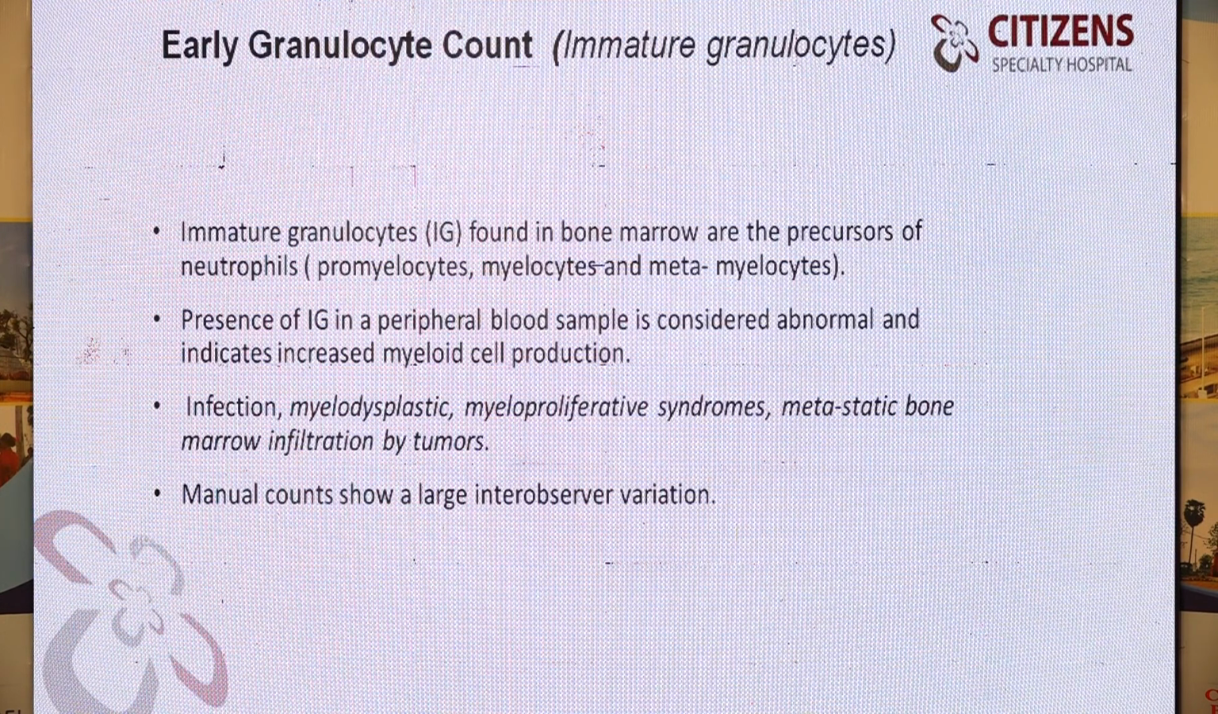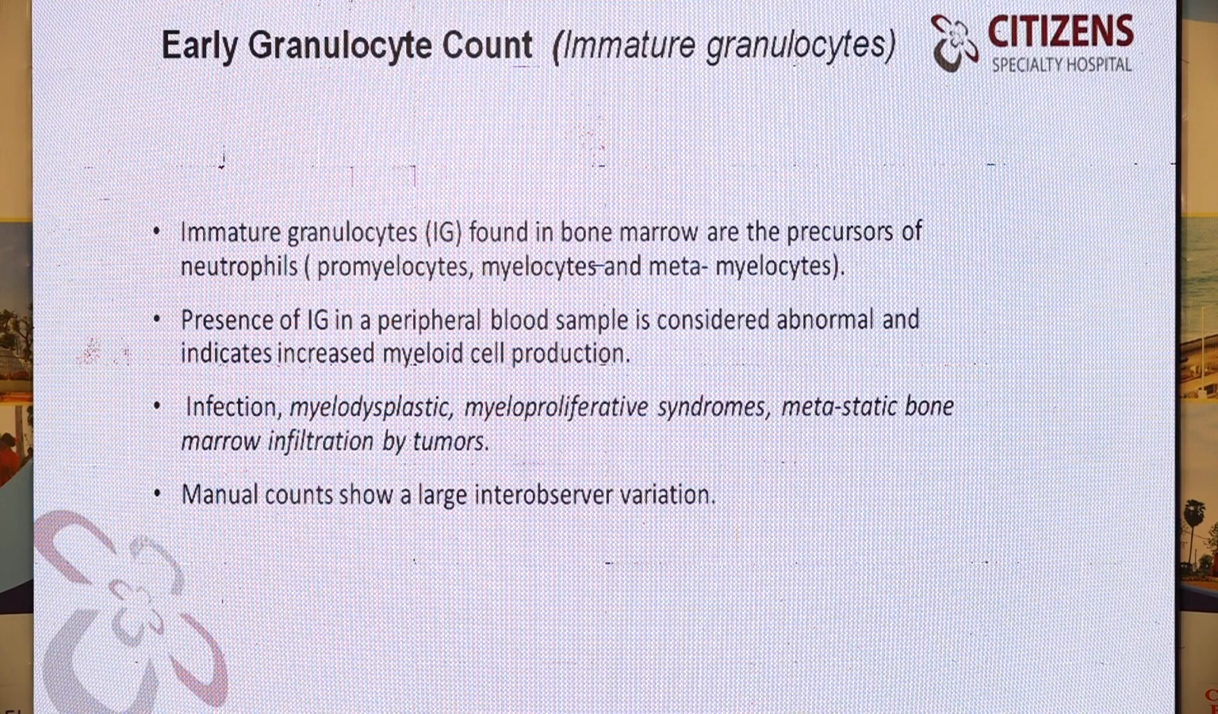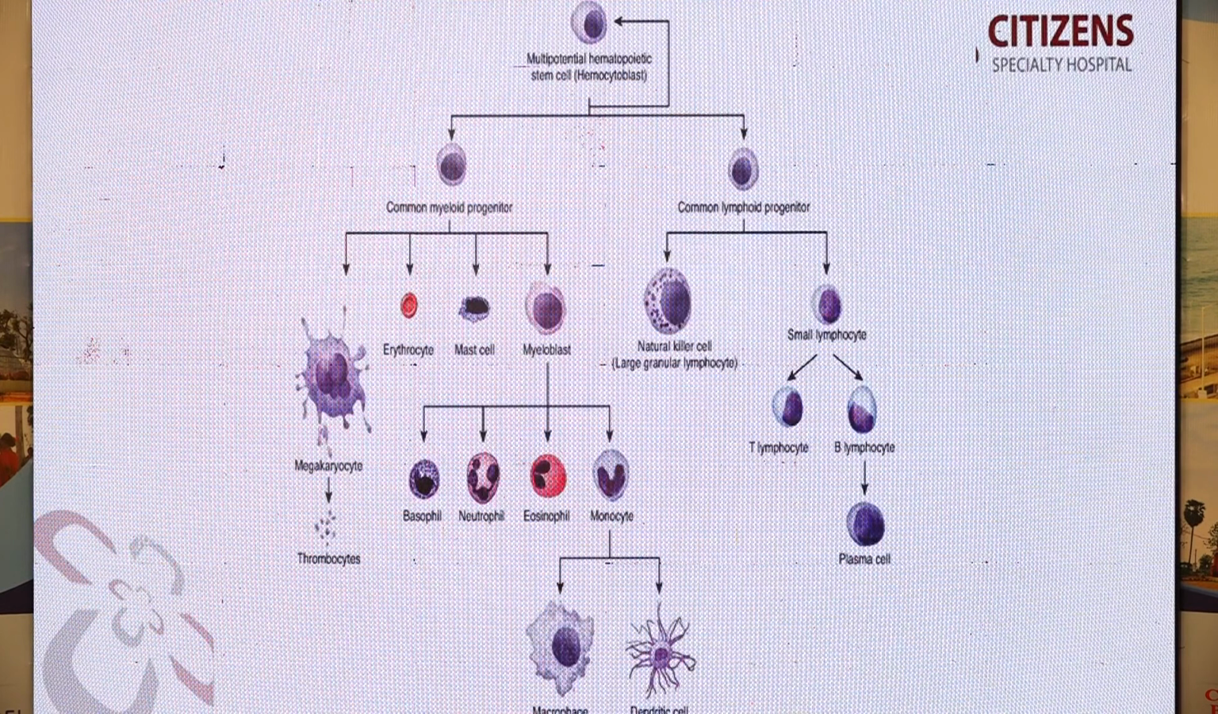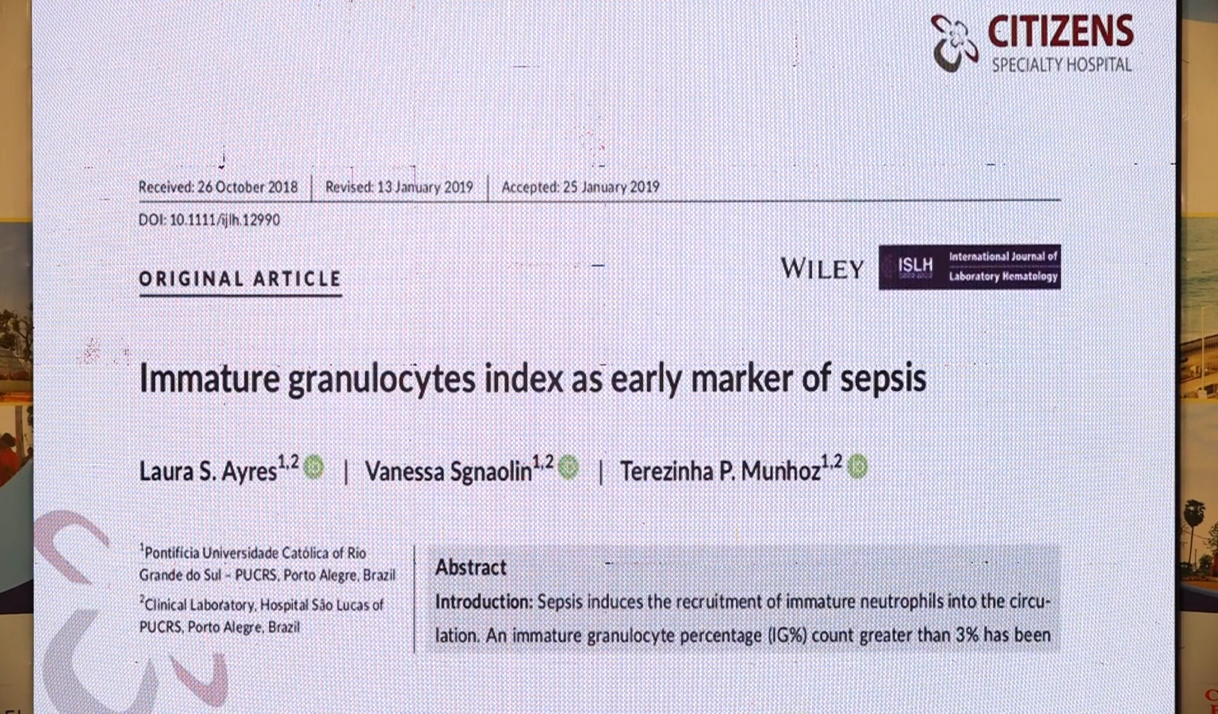Coming to the next factor, the immature granulocyte count. These are seen only in the neonates. If you find immature granulocytes in the patient's blood smear, that is abnormal. It can be infection, myelodysplastic syndrome or proliferative disorders. So this comes under this group.